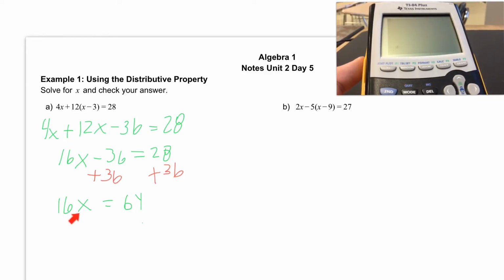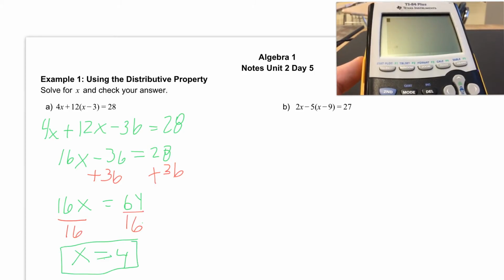And then if I look and see my x is still here, it's got a 16 attached to it by multiplication. So the opposite of multiplication is to divide. So I'm going to divide both sides by 16. And I end up with x equal to 4. And then I'm going to check my answer.